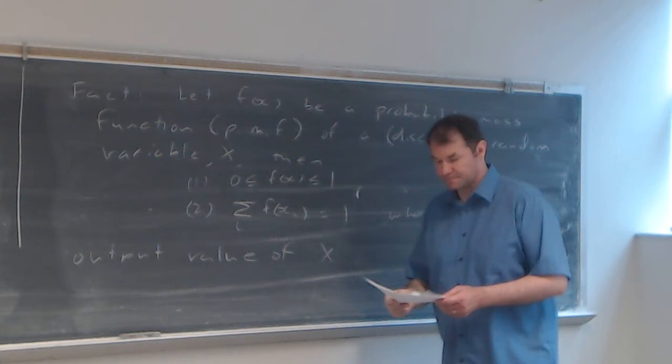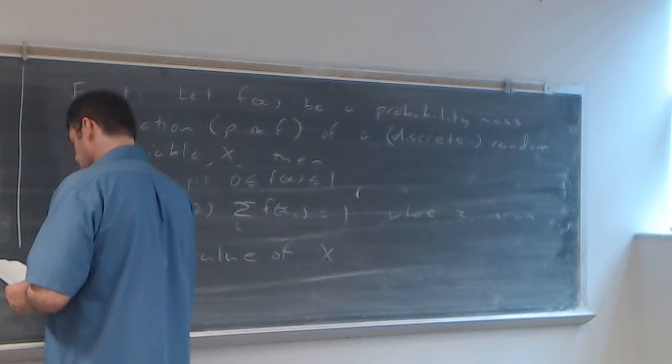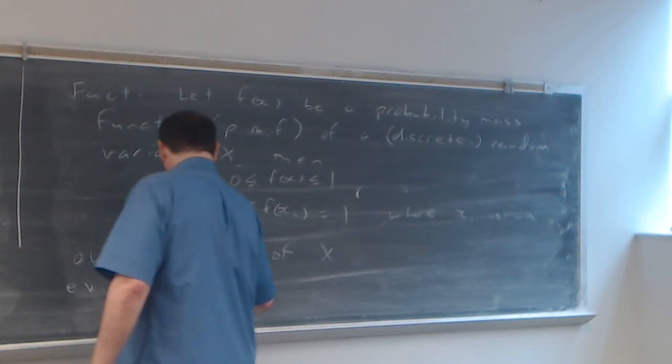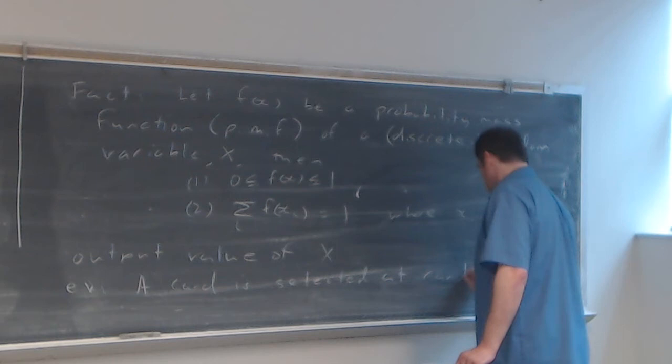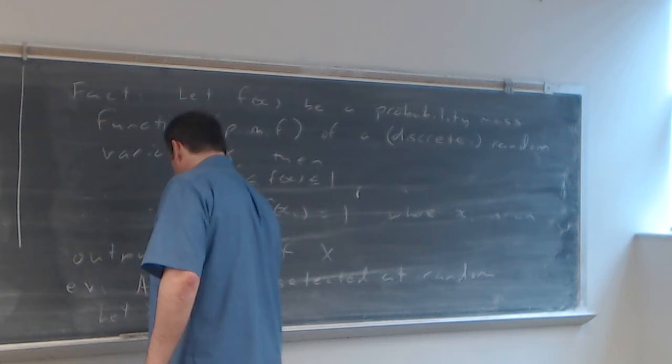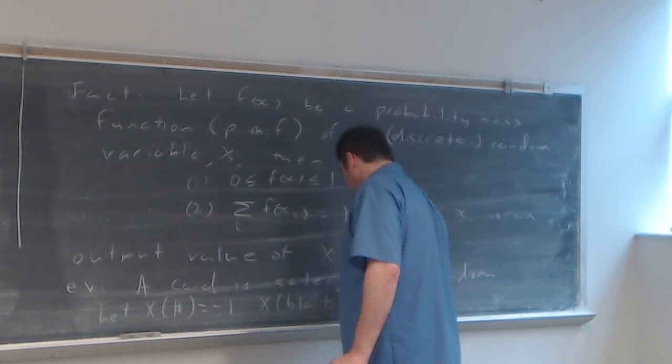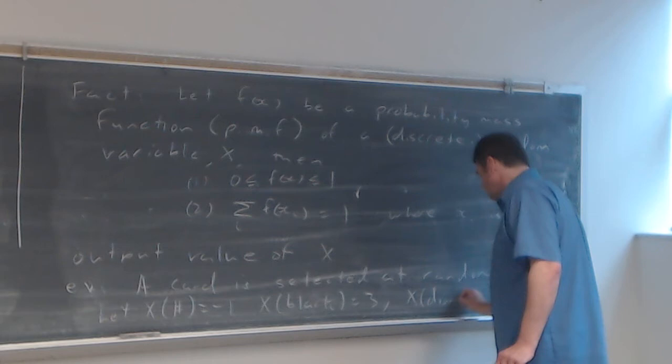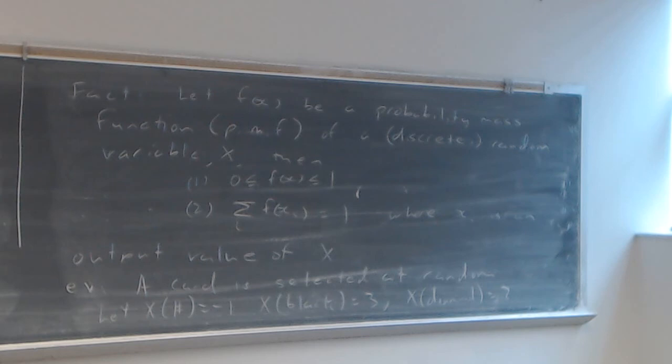Okay, so here's an example. Let's look back at that card example. So a card is selected at random. The same example we listed before, we're going to let X of a heart be equal to minus 1, X of a black card be equal to, I think it was 3, and X of a diamond be equal to 2. And what we want to do is find the probability mass function of this random variable X.